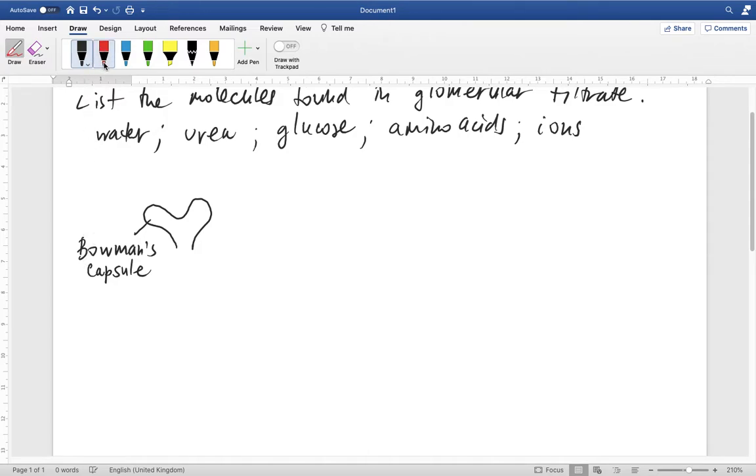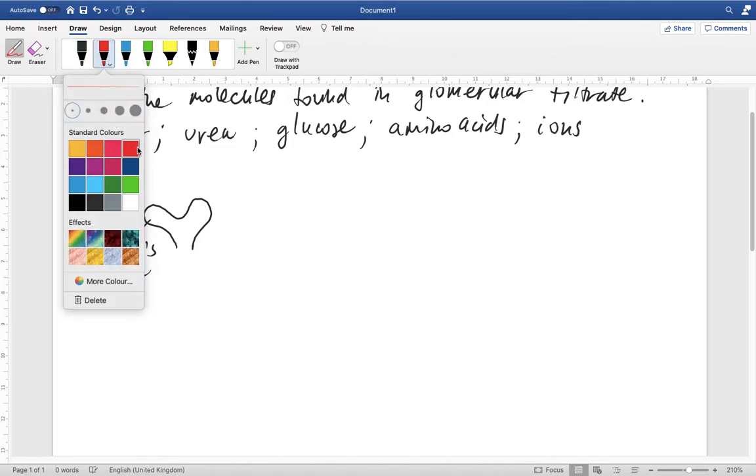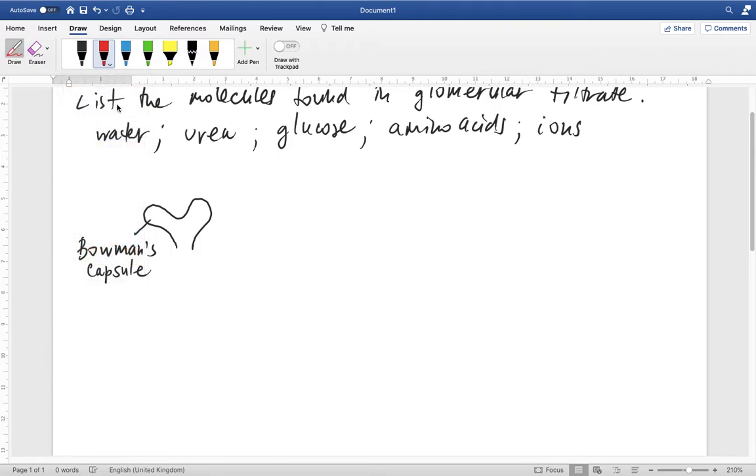So on the top of this Bowman's capsule, before I go any further, we have our network of capillaries. I'm going to use red color to show that network of capillaries. So we've got, you remember, a slightly bigger blood vessel bringing blood in, then it splits into this network of capillaries, and then a smaller blood vessel which is taking the blood out of Bowman's capsule.